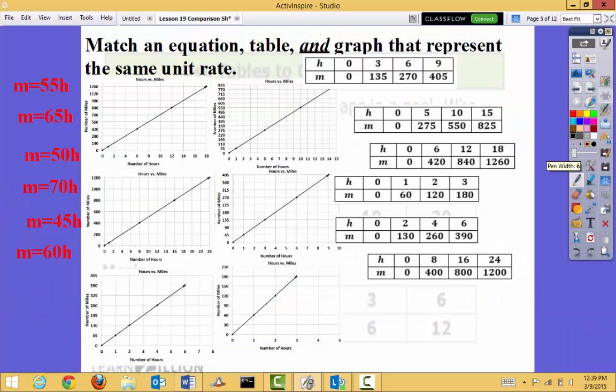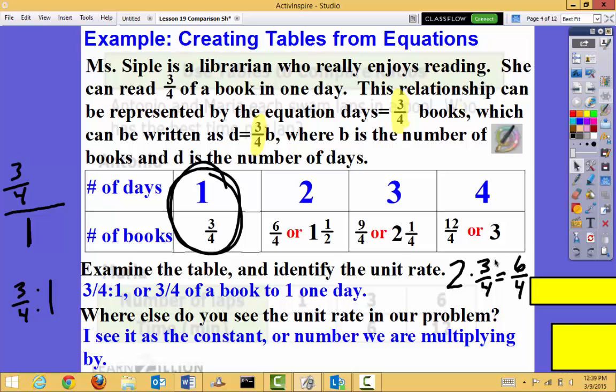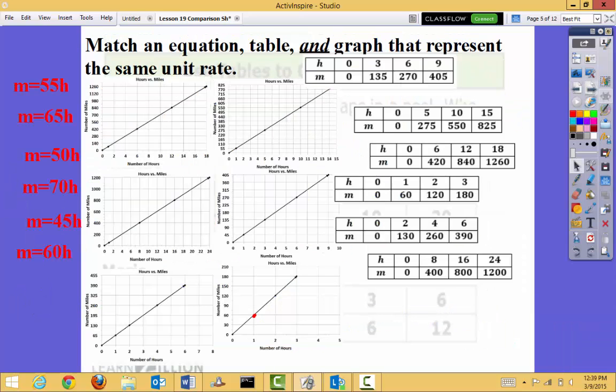Okay, let's look at these problems. I'm going to match them up. So I'm going to look first, and I'm going to pick an easy one. I'm just going to look at this graph. It's really easy for me to see that my unit rate is 1 to 60. So I'm going to look, and I'm going to see over here. Well, from my previous example, my unit rate is what I multiply by. So I'm going to look for an example where I'm multiplying by 60.